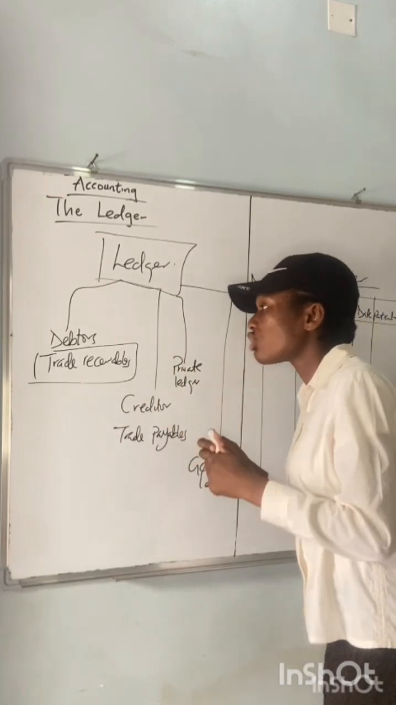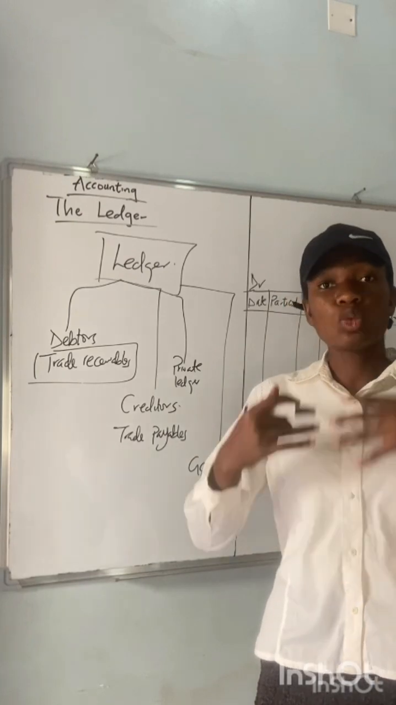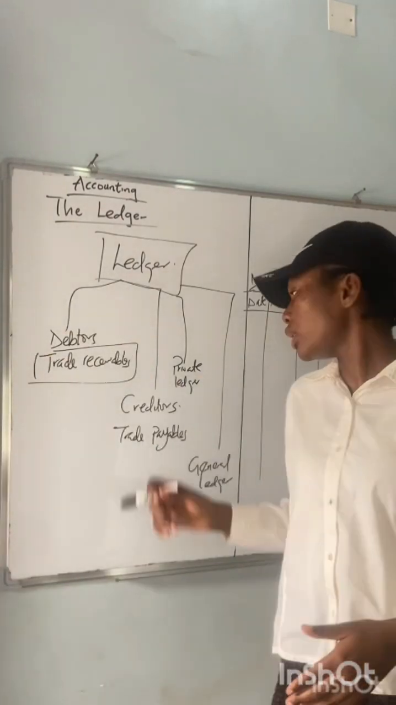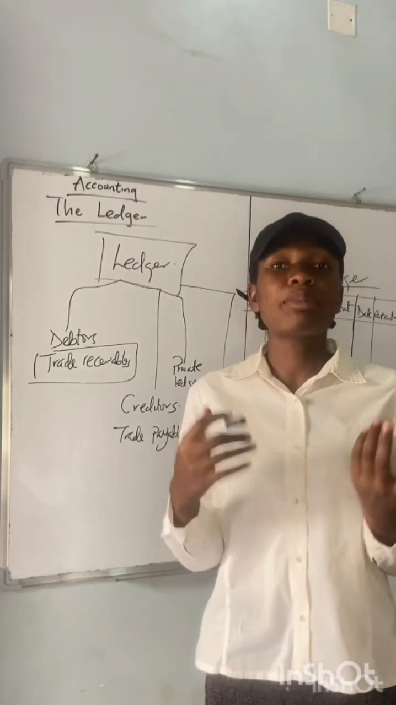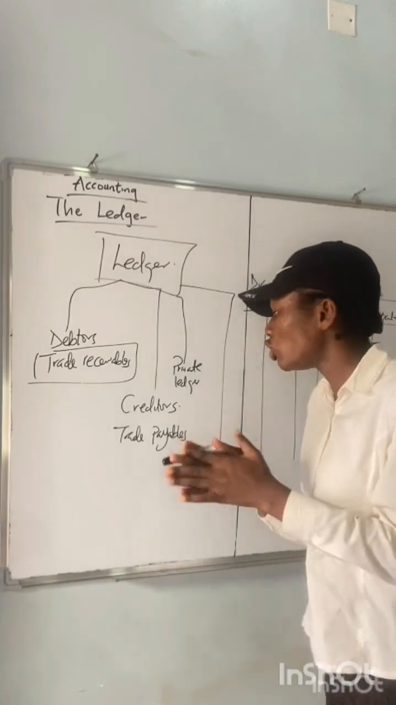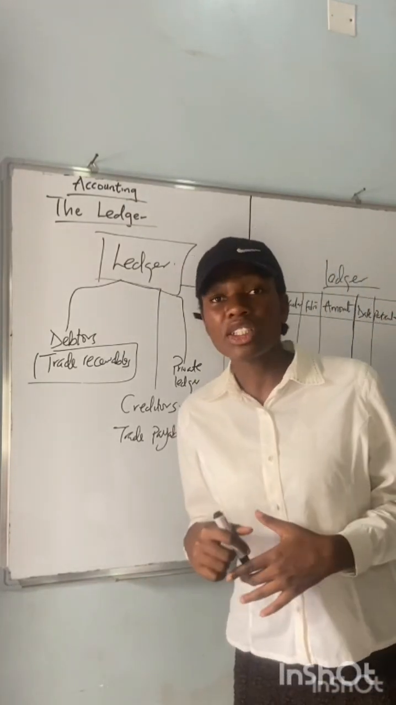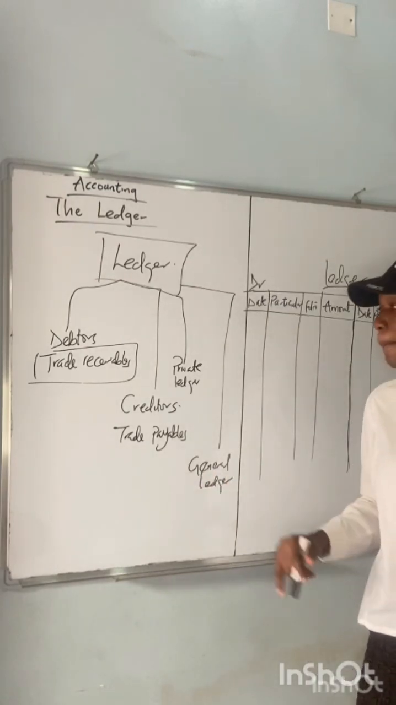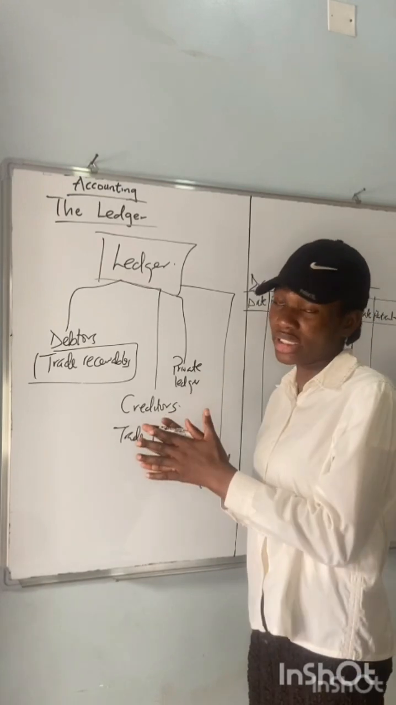Now the creditors refer to those whom the business is owing. In this case it is we that are owing the creditors. They could be our suppliers or people who have rendered services. Basically they are the suppliers of the company's products, those whom the business buys from on credit. They are the creditors, and they are also called the trade payables. All the information relating to them is recorded in the creditors ledger.